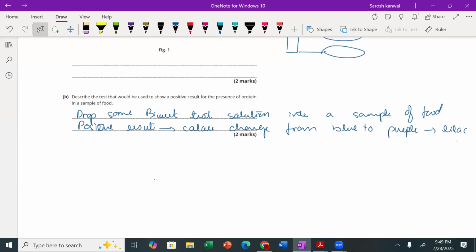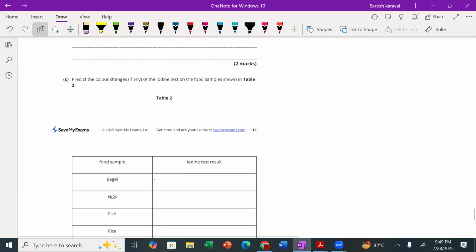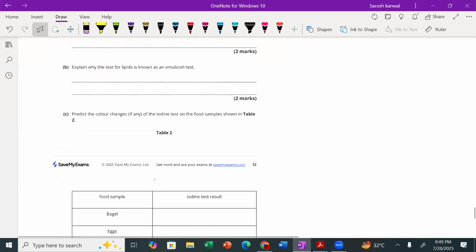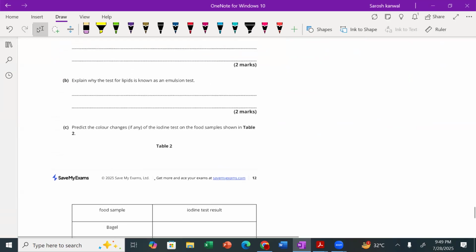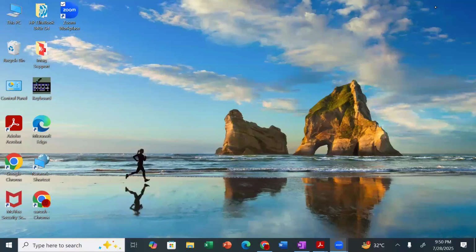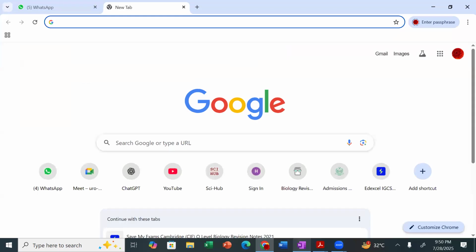Okay. The next question is for Numan. Numan, can you tell me why the test for lipids is known as the emulsion test? Yes, Numan, can you make any case related to this question? Okay. Numan is not in the class.